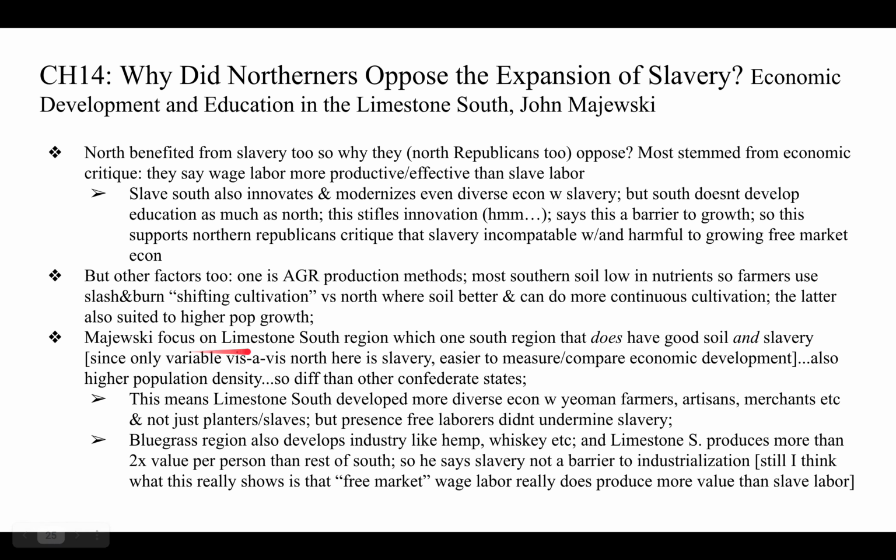So Majewski focuses on the Limestone South, which is a region of the South that had good soil and slavery. So it was comparable in terms of different factors of agricultural production to climates of the North. But the only variable was that this limestone region in the South had slavery, whereas the North didn't. So he can compare their productive output a little bit better.